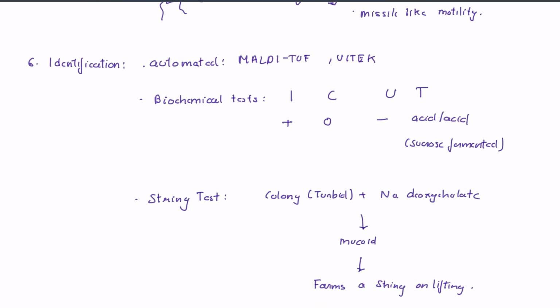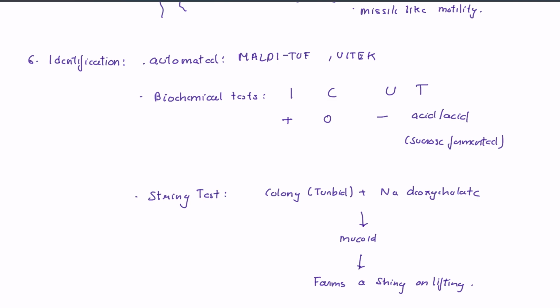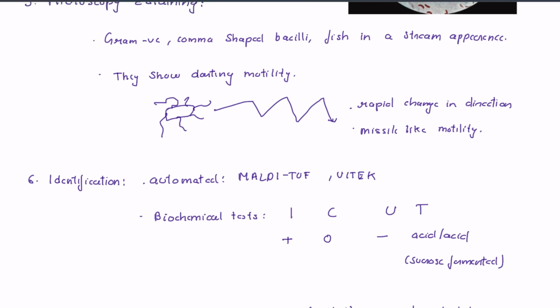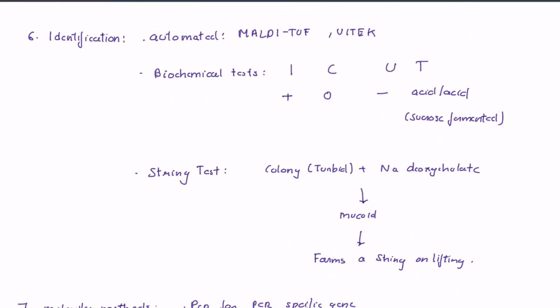So now we have found out all the culture methods, and we have seen the motility, the microscopy and the staining. Now how can we identify it? We have automated methods, which is MALDI-TOF, which is laser guided and uses ribosomal proteins. Next we have biochemical tests. The ICUT test can be positive, indeterminate, or negative, and this is acid. Because sucrose is fermented, it will be yellow in color.